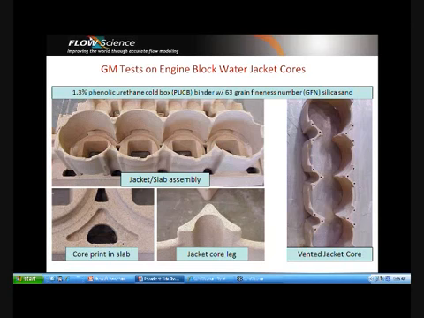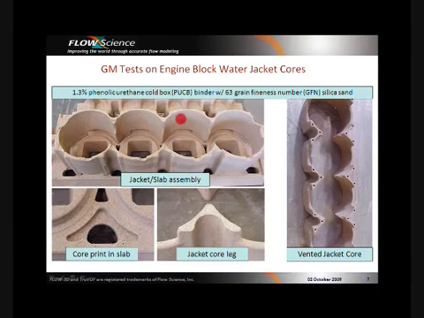I'll go over these images in the clockwise direction. The first image here on your upper left-hand side shows the jacket and slab assembly. The figure on your right-hand side here shows the jacket core with the vents. You can see the vents, they are holes drilled into the core. The jacket core leg below is a zoomed-in view. And the figure on the bottom left here is a zoomed-in view of the core print in the slab.